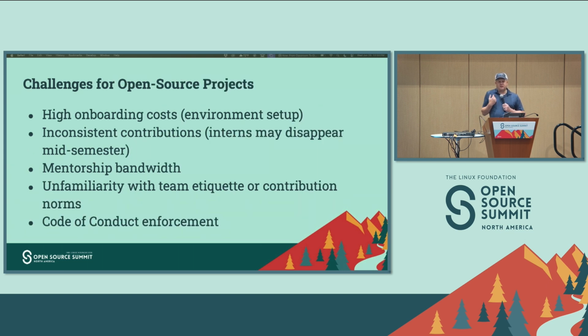So for us as an open source project, that's a high onboarding cost for us, right? The environments that they have alone are very low spec, so we've got to do something to improve that. There's also inconsistencies in contributions. People may fall off and not continue their internship because they get intimidated or feel frustrated. You got to look out for those people, right? And I'll show you how there might be some ways to do that. Mentorship bandwidth goes without saying. My time is limited, but I make myself as available as possible. And the unfamiliarity, easy for me to say, with team etiquette or contribution norms. And of course, code of conduct enforcement. You've got to be on the lookout for that.